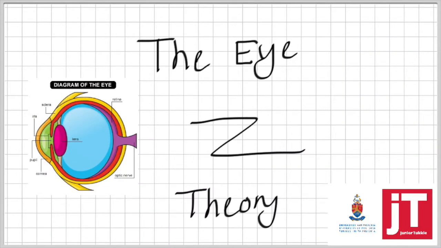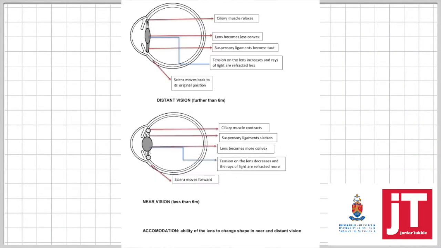In this video we will be doing accommodation. Accommodation is the ability of the lens to change shape in near and distant vision. What you're going to learn is what changes occur in the eye for accommodation to occur so that a clear image falls on the retina. It is very important that you know this very well because this comes out a lot in your exam.